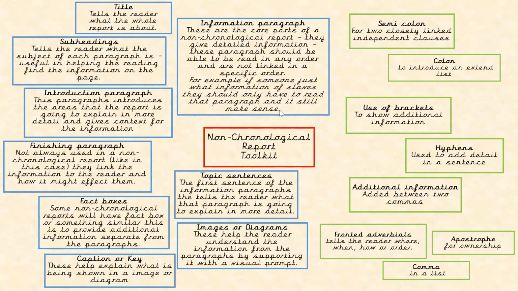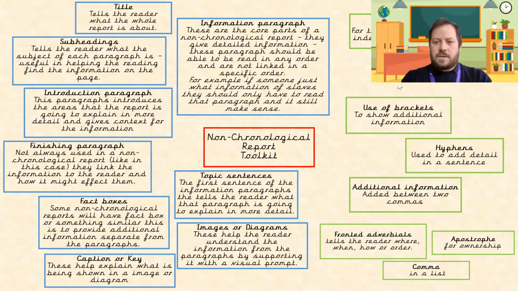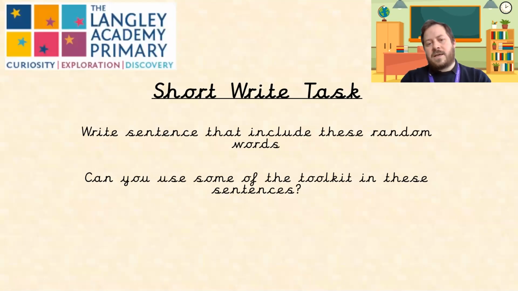And finally, for this video, we're going to have a look at our short write task. So the short write task today is a random word task. I'm going to give you 3 sets of 3 words each, and what I want you to try and do is add them and make a sentence using them. But the challenge is that I want you to think about our toolkit, think about use of parentheses, think about the use of commas in a list, or the use of adverbials, and see if you can include those in each of your sentences.